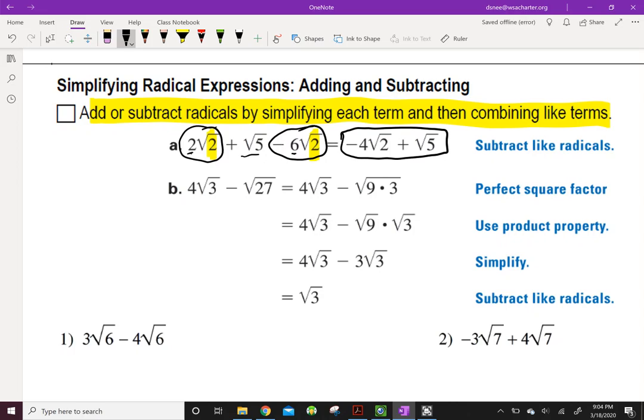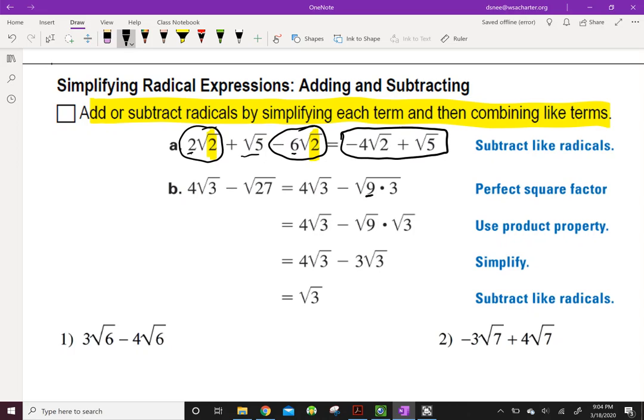Okay, second example says 4 times the square root of 3 minus the square root of 27 is equal to the square root of 4 times the square root of 3 minus the square root of 9 times 3. So they're taking out this perfect square here, right? This is what we just did.